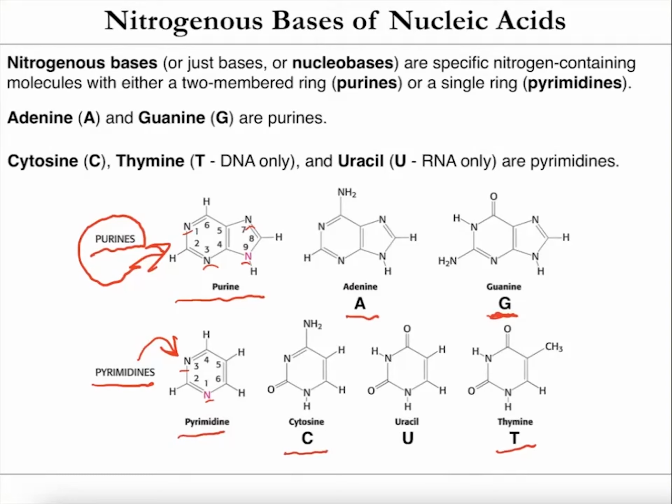So in DNA, you can have A, G, C, or T. But then in RNA, this T is replaced with this uracil molecule, which is a U. And so that's found in RNA only, and then T is found in DNA only. So these are the different nitrogenous bases that are incorporated into the nucleic acids, DNA and RNA.